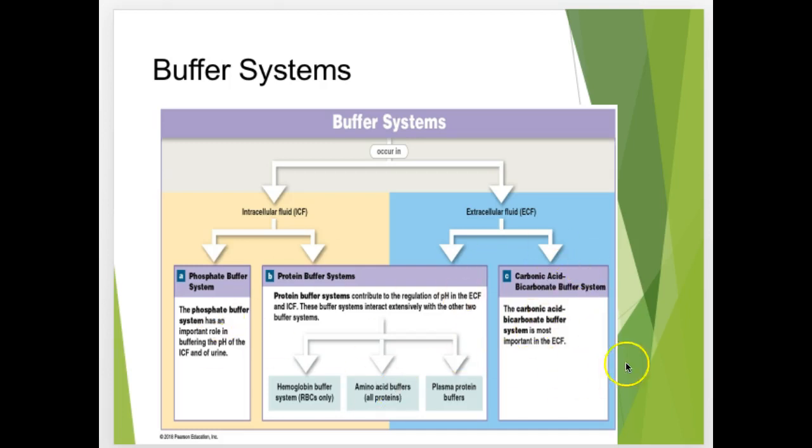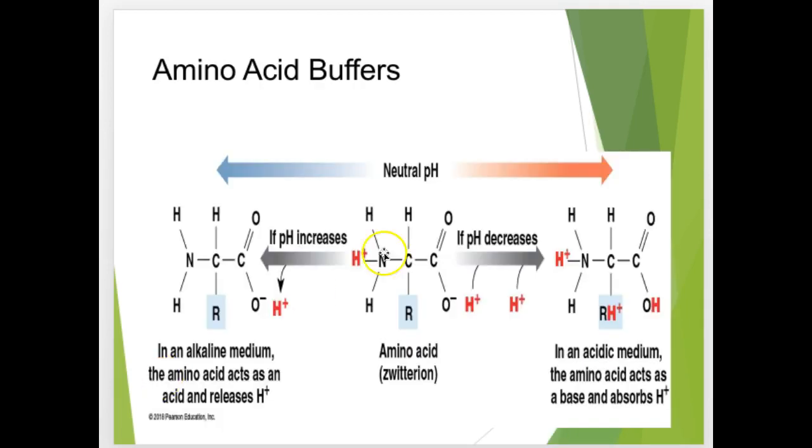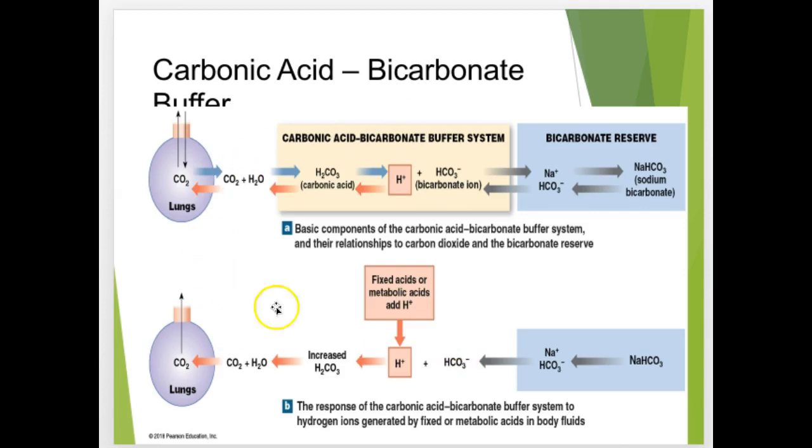Again, we are mostly talking today about this carbonic acid buffer system. And you can see here's the amino acid buffer system. I'm not overly concerned you understand that. Here is your carbonic acid buffer system. So this is the one we are looking at. So you breathe in CO2. CO2 can combine with water to make that carbonic acid. And then it can go through making hydrogen ions and that bicarbonate ion. All right.